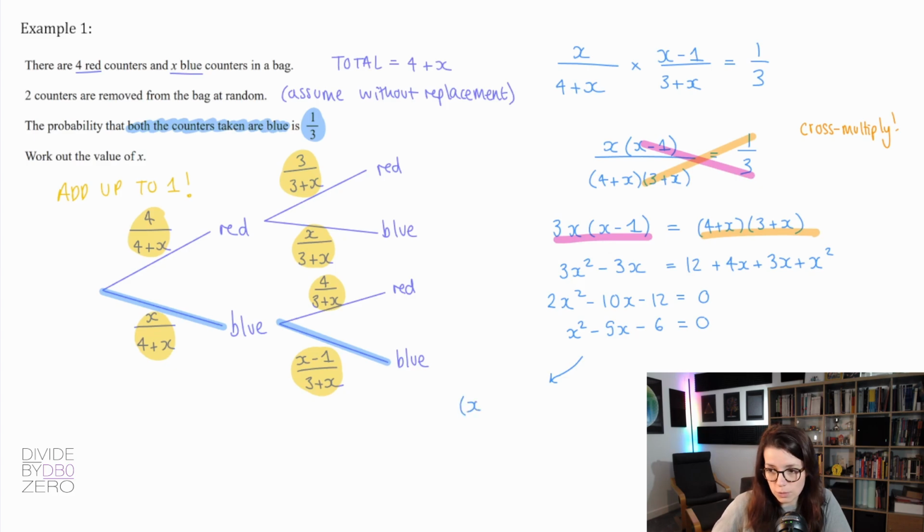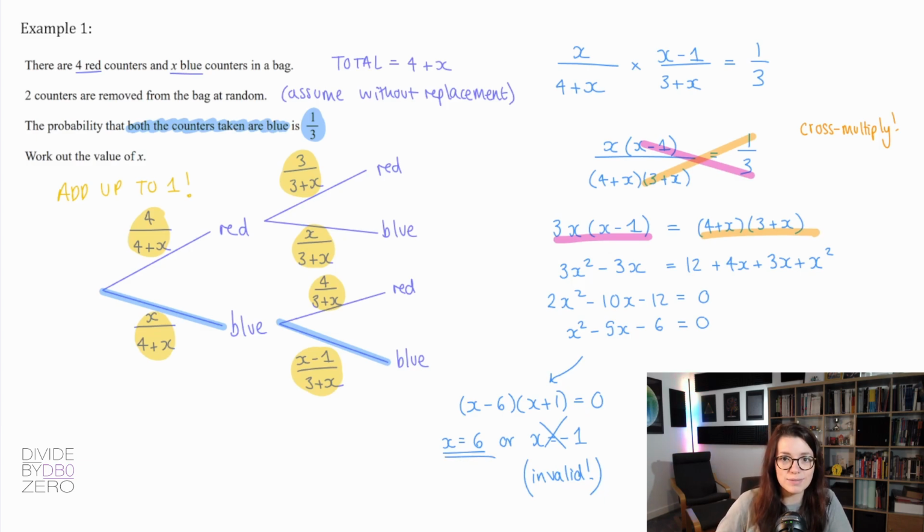You could use the quadratic formula or completing the square if you prefer. Up to you. At this point, we can see there's going to be 2 answers for X. So X is 6 or X is -1. In this context, X is -1 would be invalid because X is the number of blue counters that you have in the bag. So it's got to be X equals 6 for the final answer.